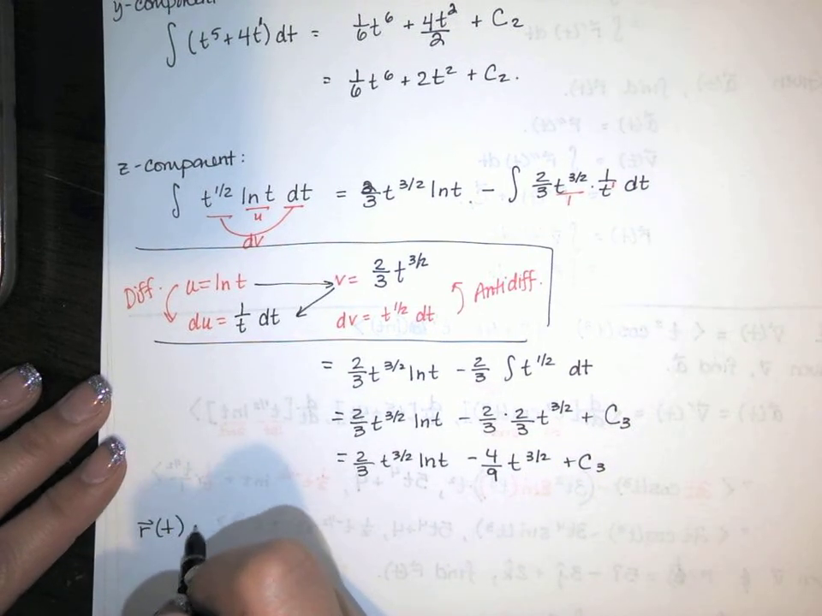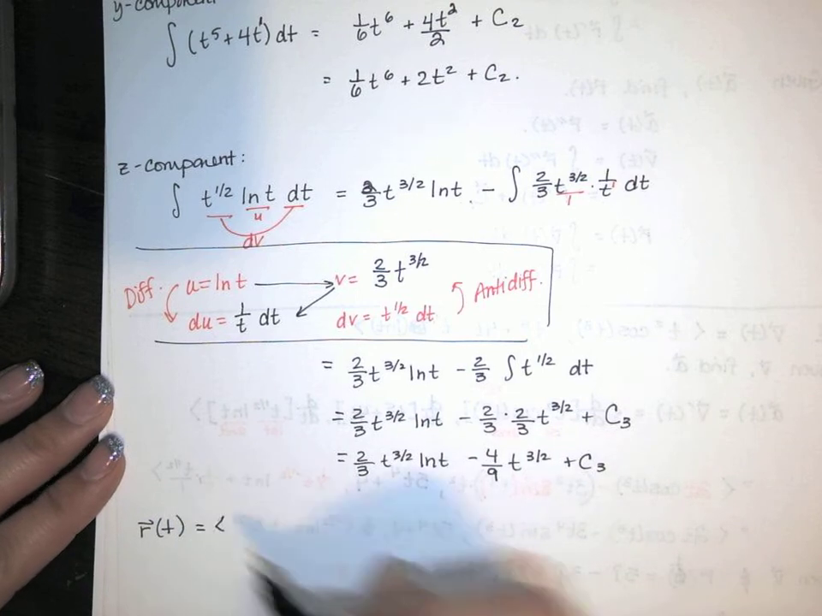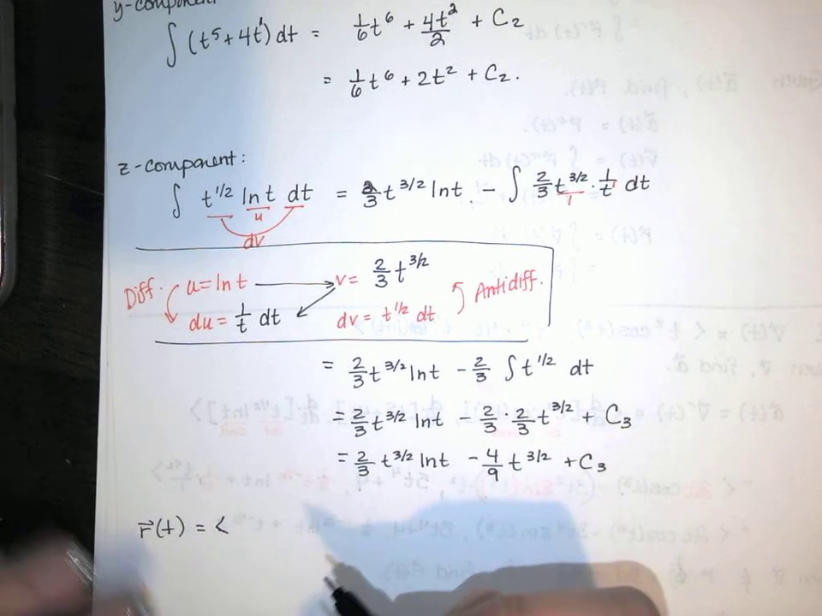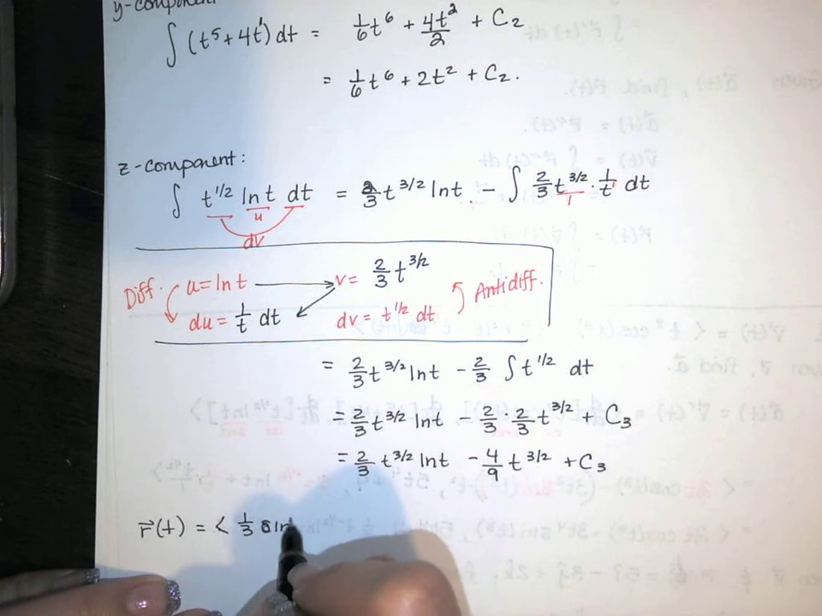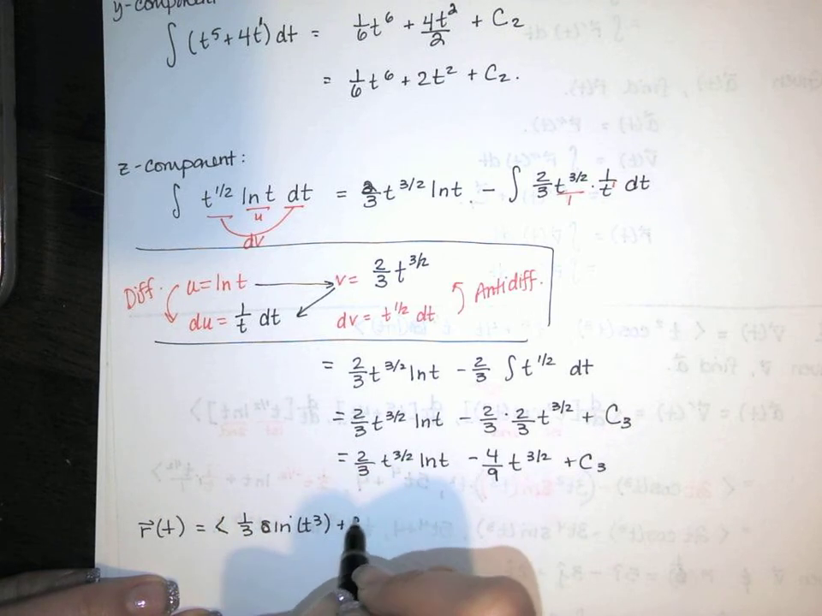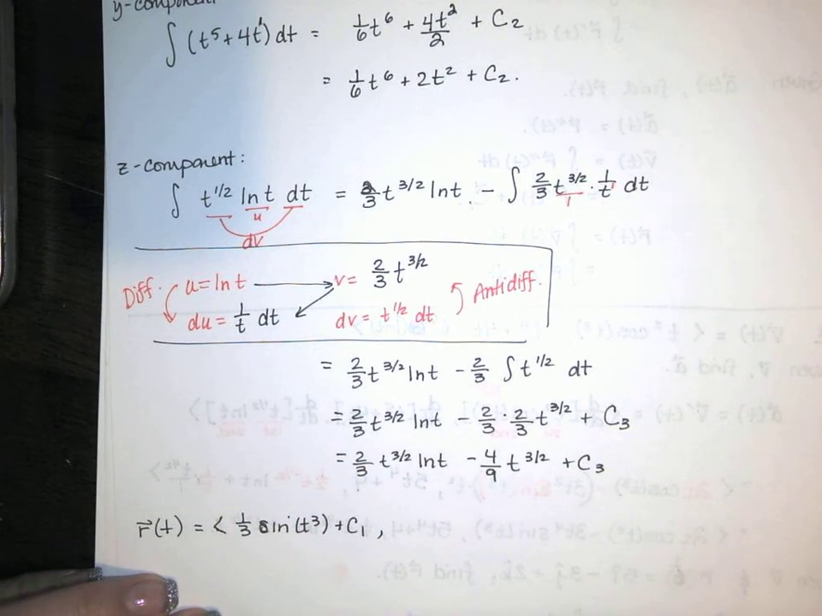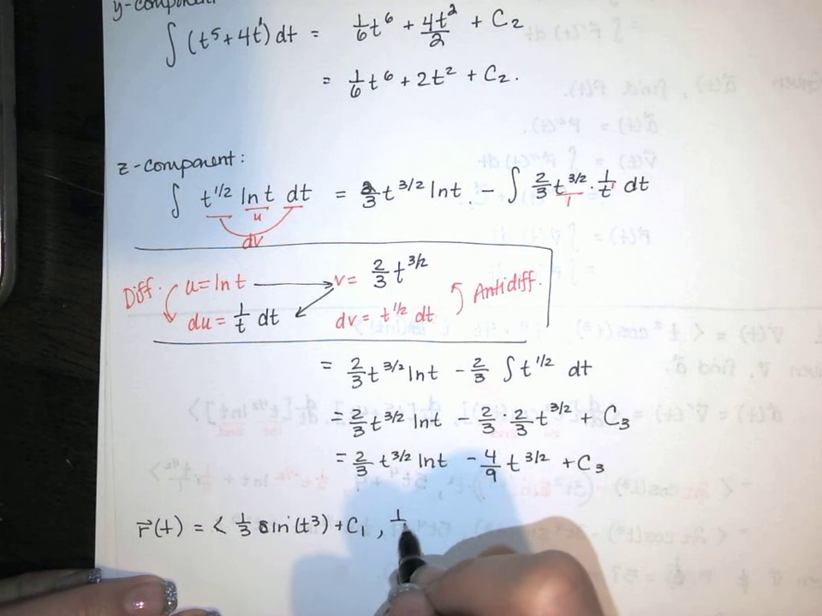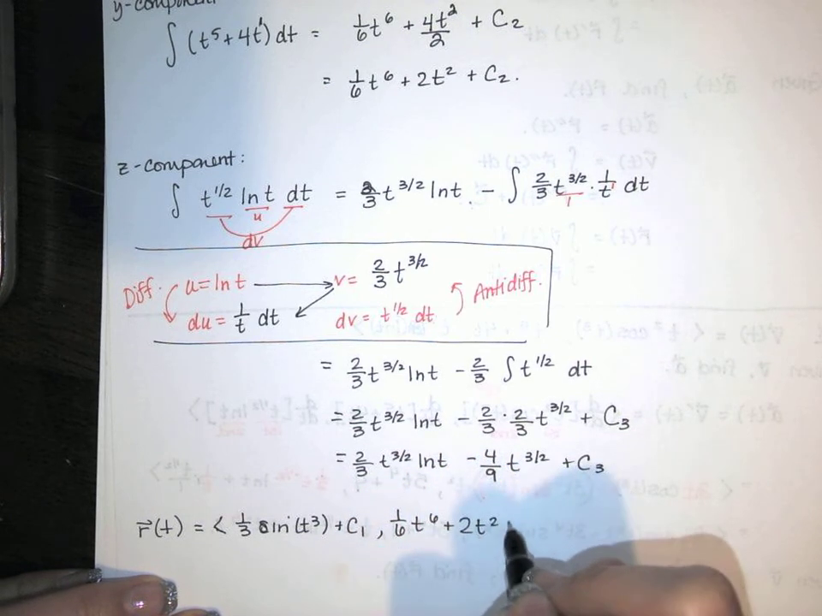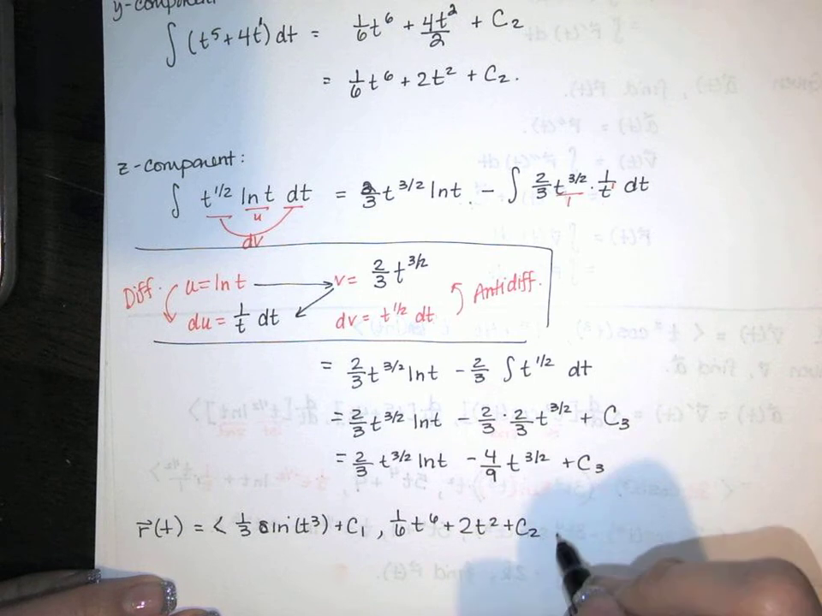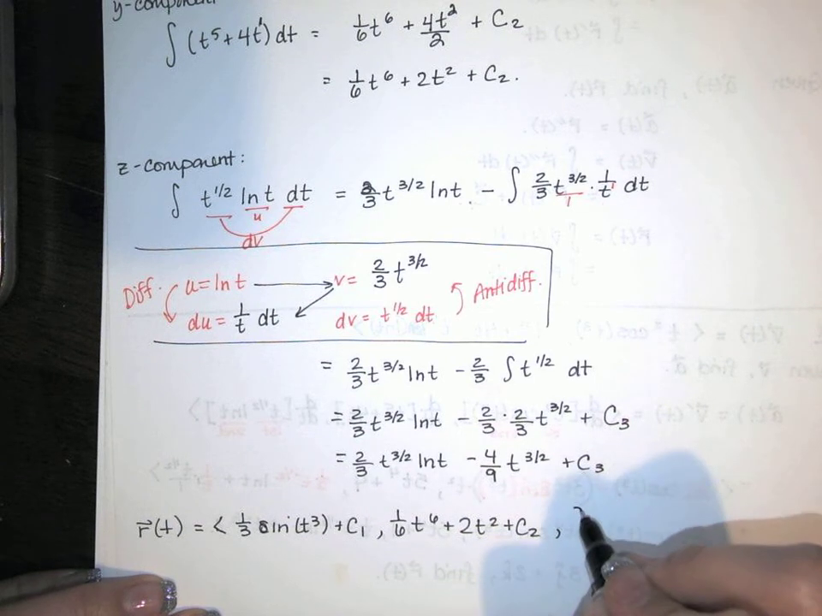Remember what we were doing. We're trying to find R. R has an x component, a y component, and a z component. So we got 1/3 sine of t cubed plus c1 as our x component, 1/6 t to the 6th plus 2 times t squared plus c2 as our y component, and then all of this guy, that's our z component.